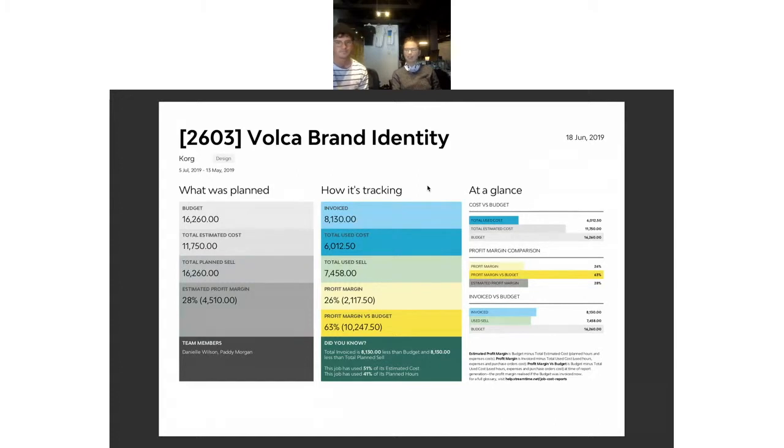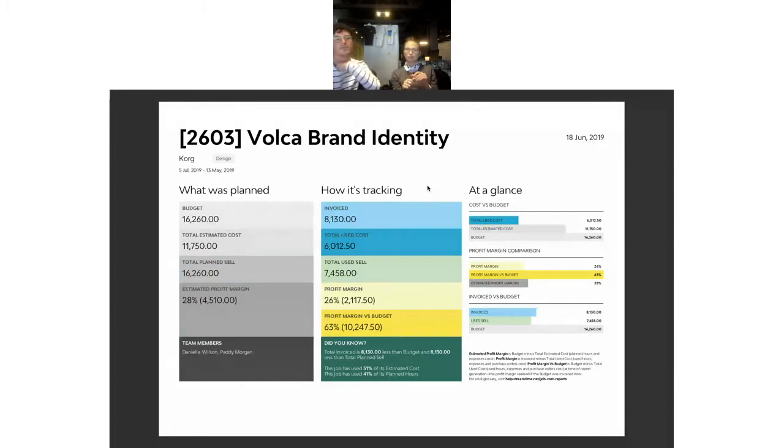Yeah, I love the colors here, Patty. I mean, the guys at the back did a really good job. And we've got the planned area, which is a bit grayed out, and how it's tracking, your actual numbers, at a glance. With a little, how do you call them, pretty graphs. Yes. Quick summaries at a glance, little bar graphs just showing you those figures together.